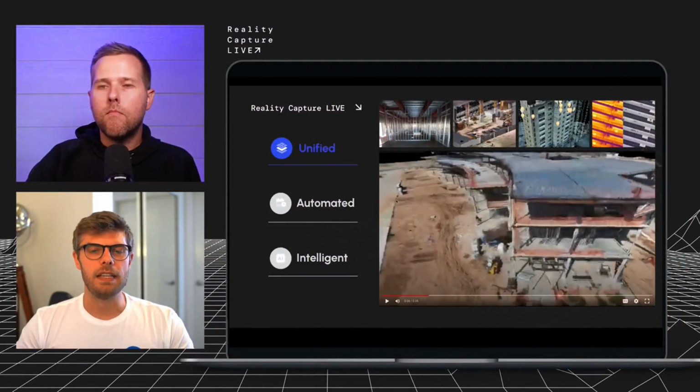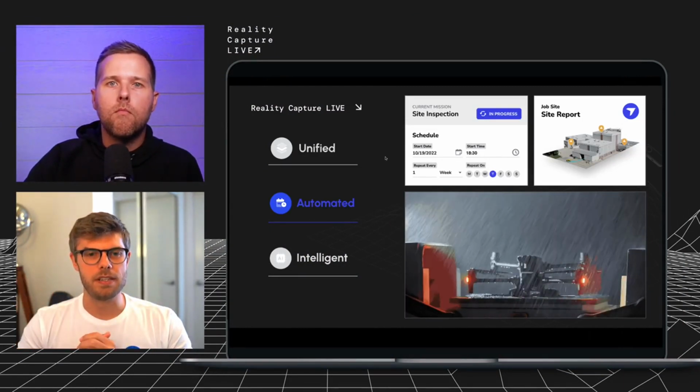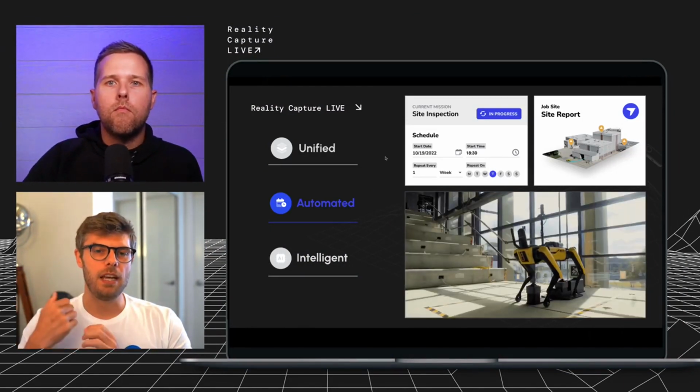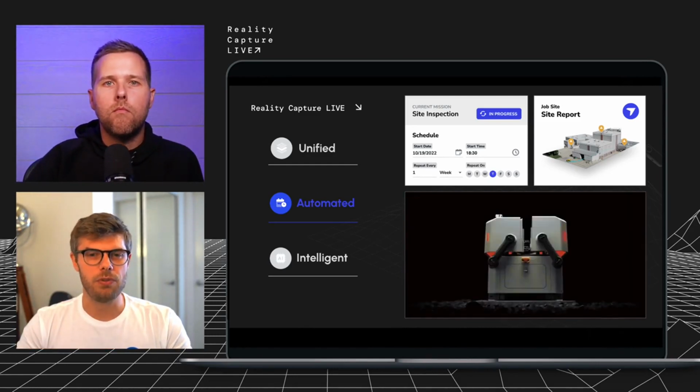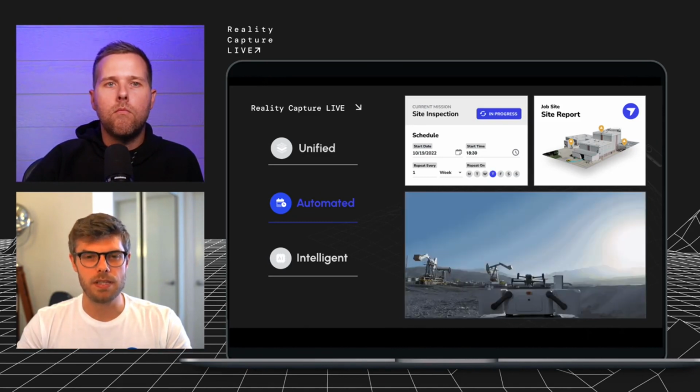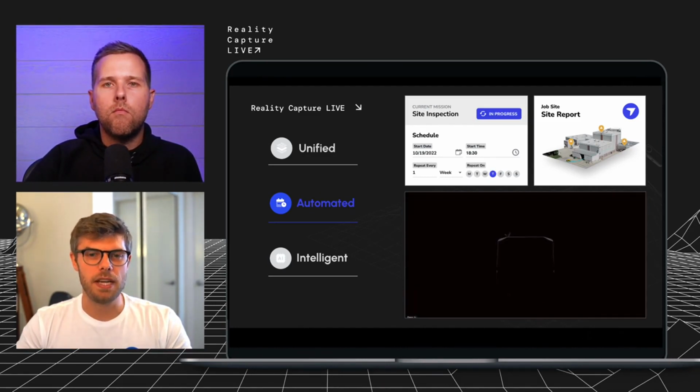We're taking what is a kind of boring job, and some people don't like doing it, and we're just getting robots to do that for us. And so the hardware is there for ground-based automated capture. We've got an amazing software platform to drive that. The same is happening from the aerial side.